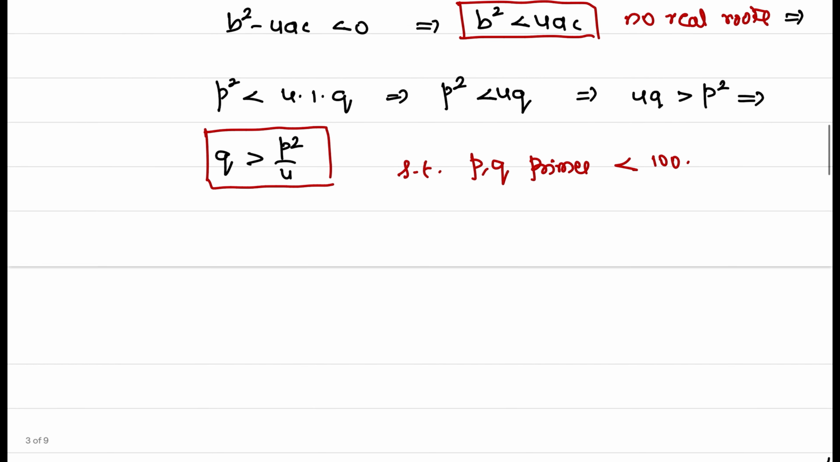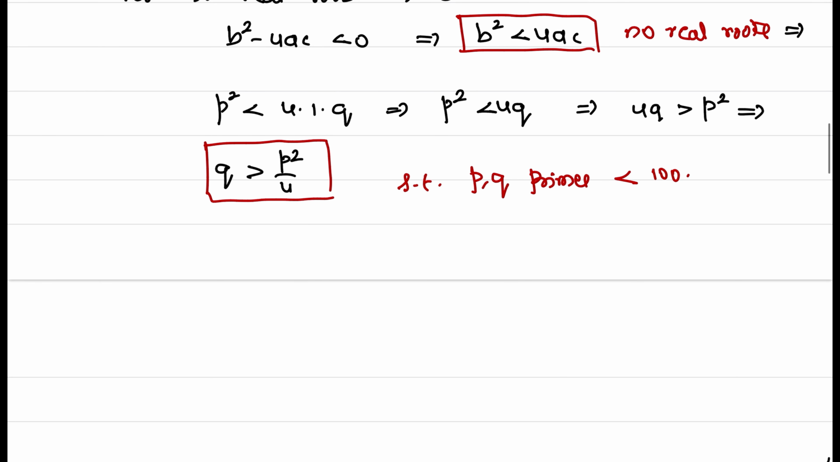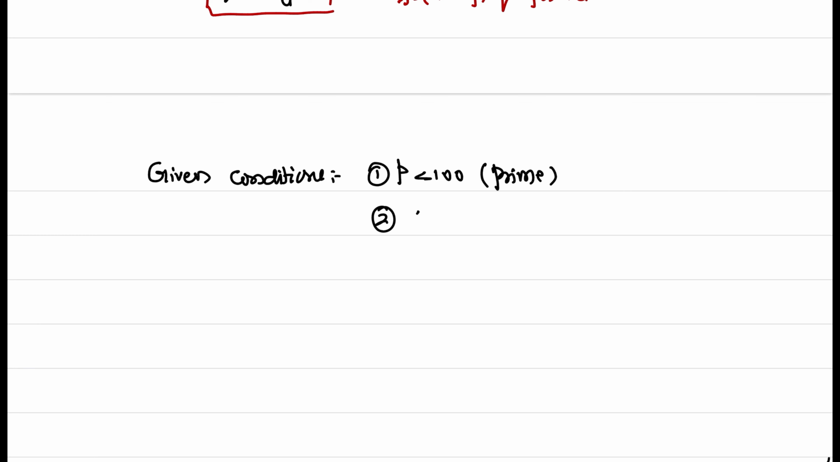P square is less than 4Q. Let us use this one. What are the conditions given? Given conditions are, please pay attention to every step. 1. P is less than 100 and a prime. 2. Q is less than 100 and a prime.